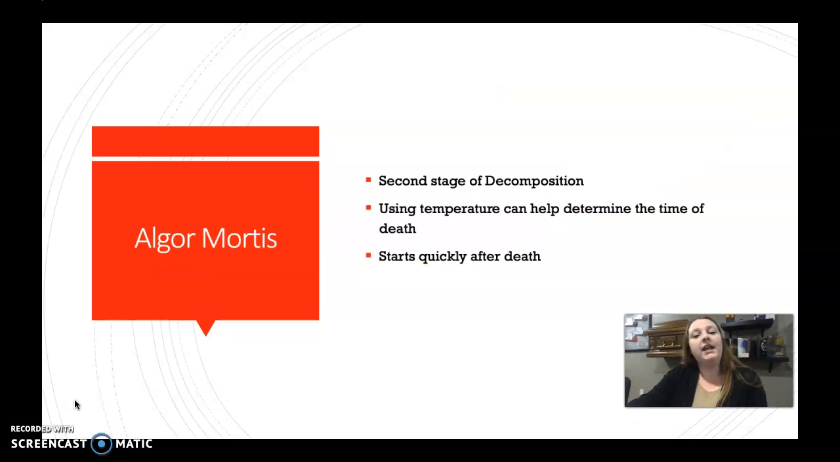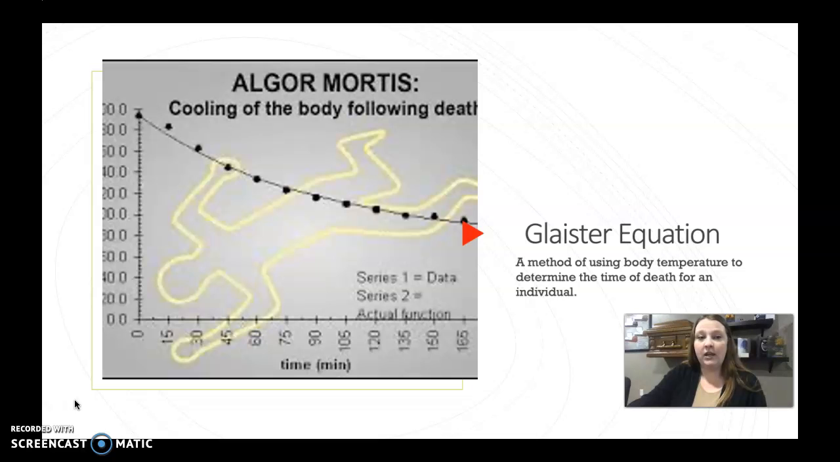And Algor Mortis is the second stage of decomposition. It starts fairly quickly after death, usually between 30 minutes to an hour. Knowing the temperature can help determine the time of death for an individual. Body temperature is said to drop 1.5 degrees Fahrenheit for each hour. And this little chart I found shows how, as time progresses, temperature drops after death.